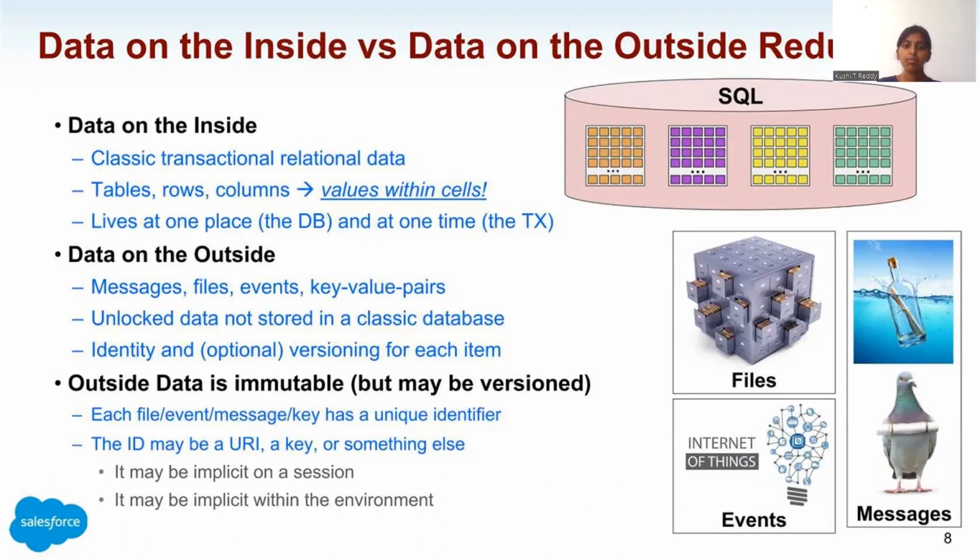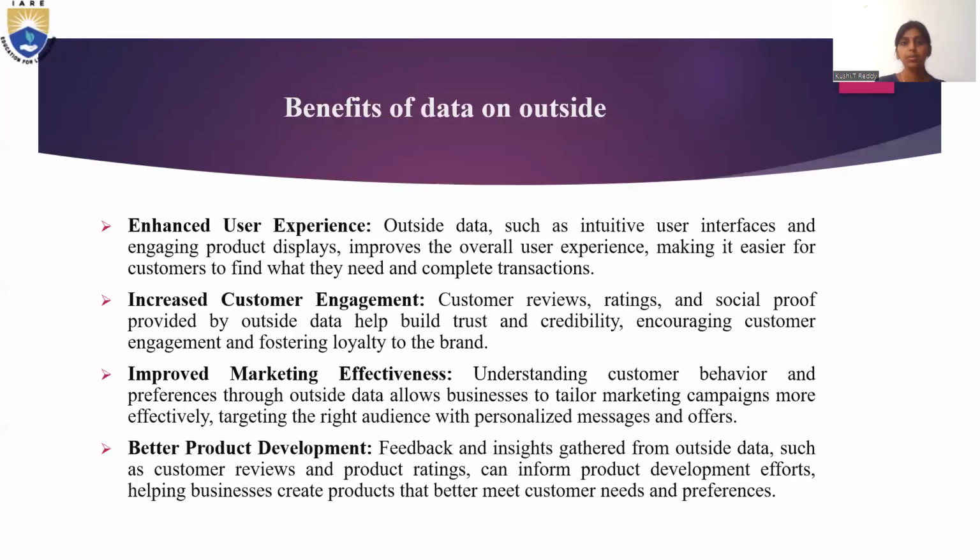Next, outside data is immutable. Each file or event or message, once it is sent, you cannot change it. The ID may be a URL or a key or something else. It may be implicit in a session. It may be implicit within the environment.